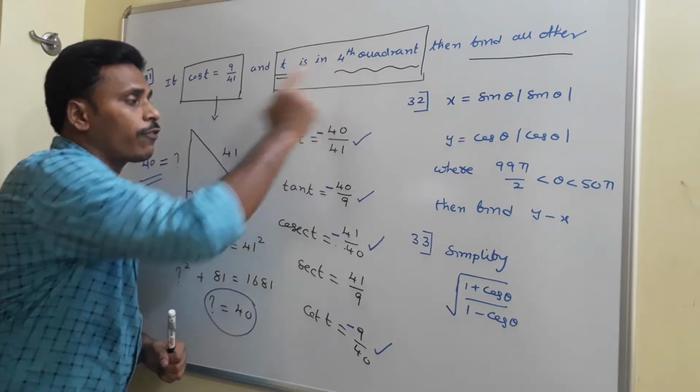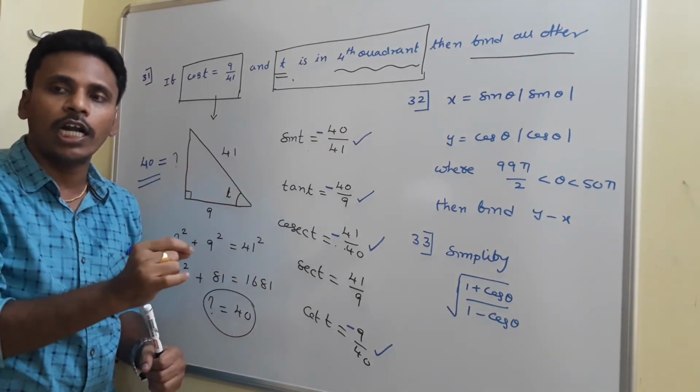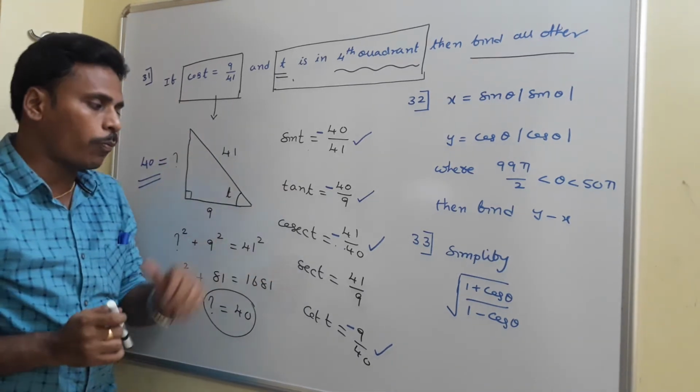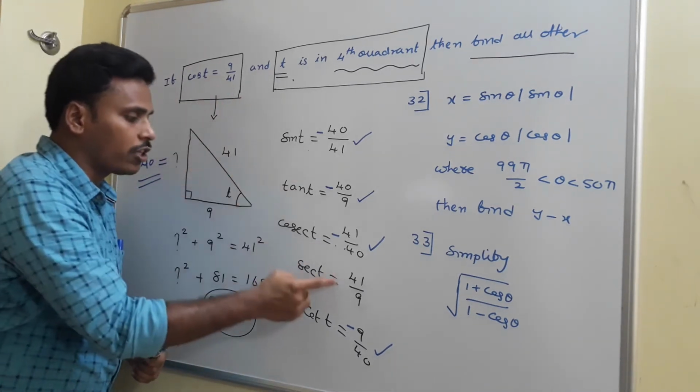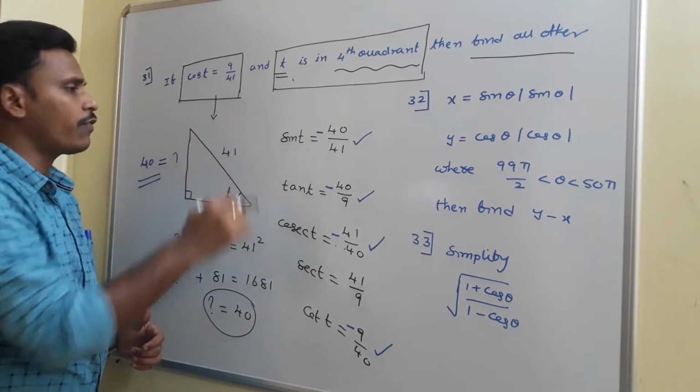But since t is in the fourth quadrant, you need to use the symbols plus and minus according to that. In the fourth quadrant, cos and secant are positive, so just use plus signs for these two, and all the remaining are with negative signs. And that's it, the 31st problem.